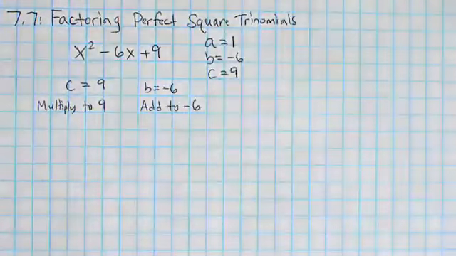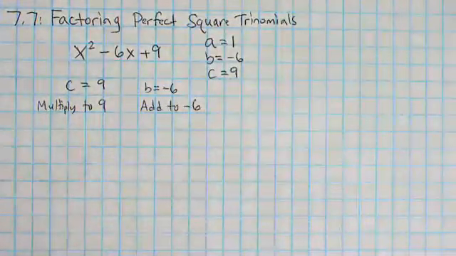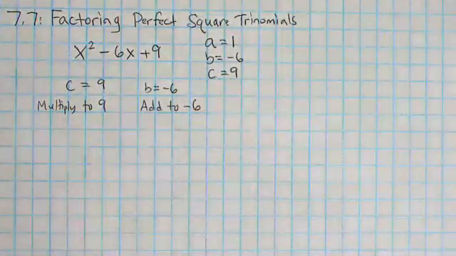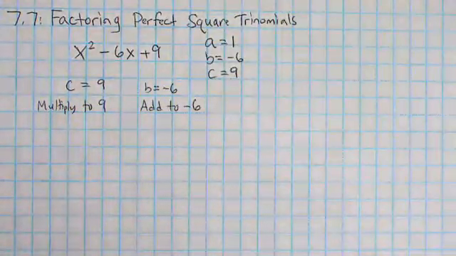So when we think about 9, we want to think about our positive and negative factors of 9. And all the numbers that divide 9 are only 1, 3, and 9. 1 times 9 is 9, and 3 times 3 is 9. Now, as you might be able to imagine, because this is factoring perfect square trinomials, we're going to utilize the fact that 9 is a perfect square here.